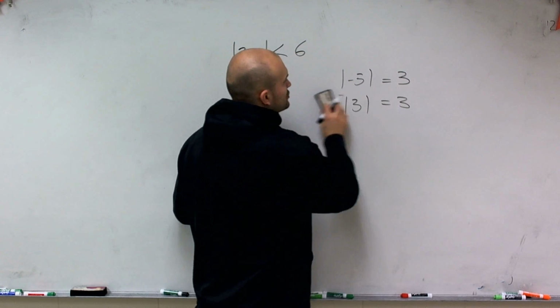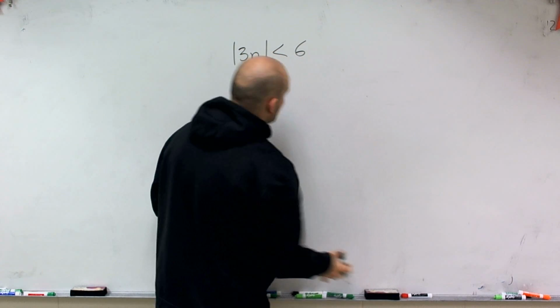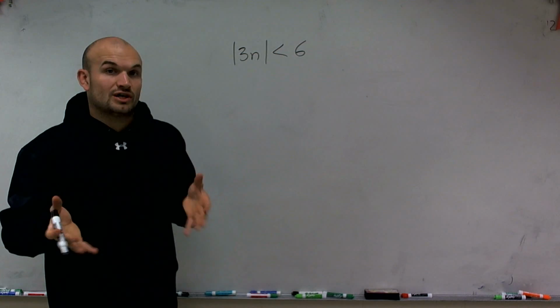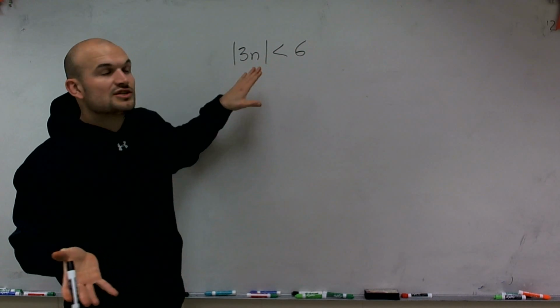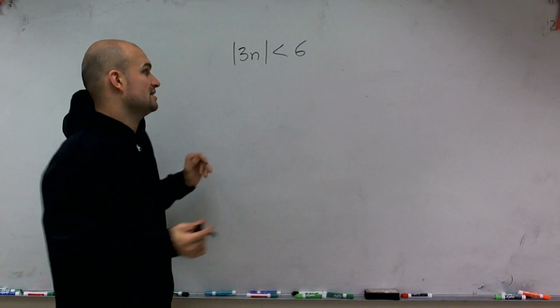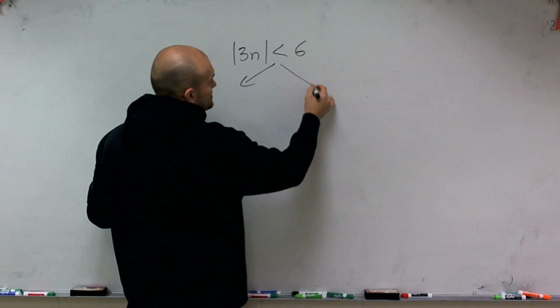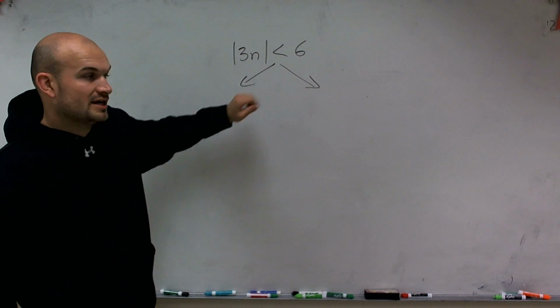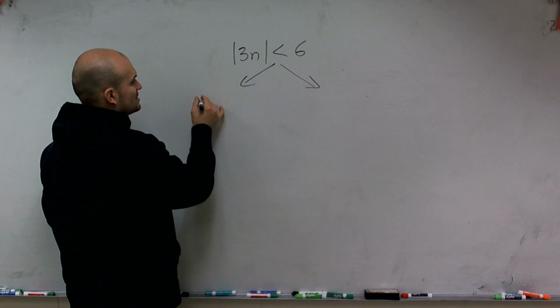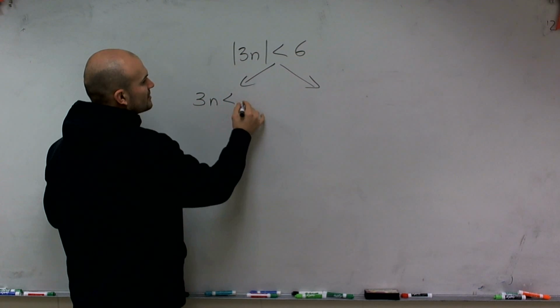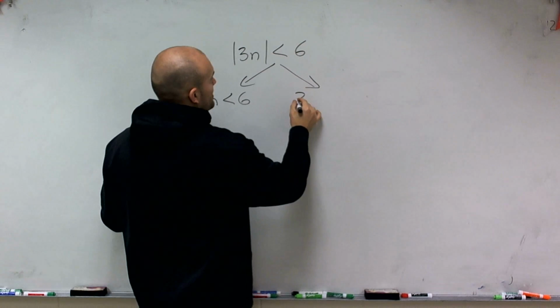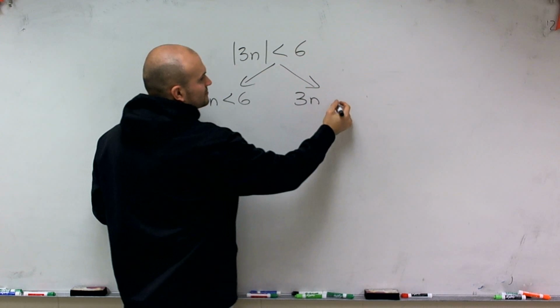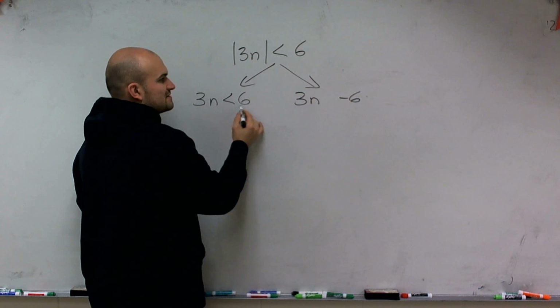So without going too much into this, when we have an absolute value inequality, we need to set up our two solutions so that we can get rid of the absolute value sign. Every single time I set up, I make sure that my absolute value sign is isolated. Then I set up two different situations. I'm going to do 3n is less than 6, and then 3n is less than -6. So you could have 6 or -6.